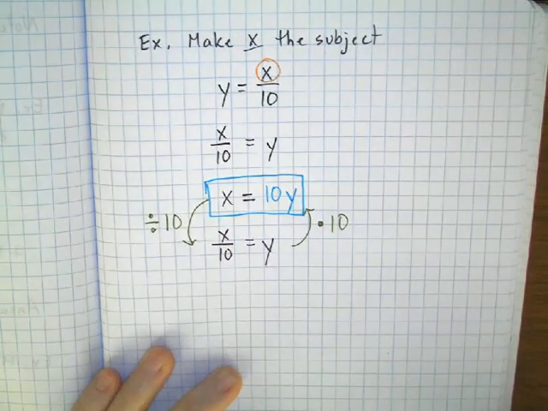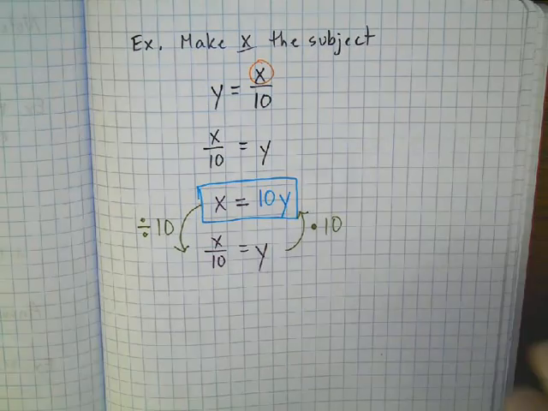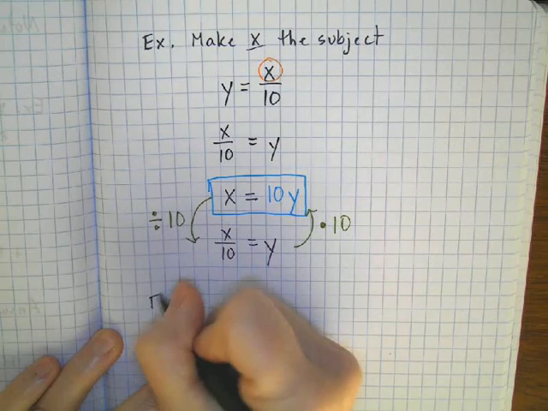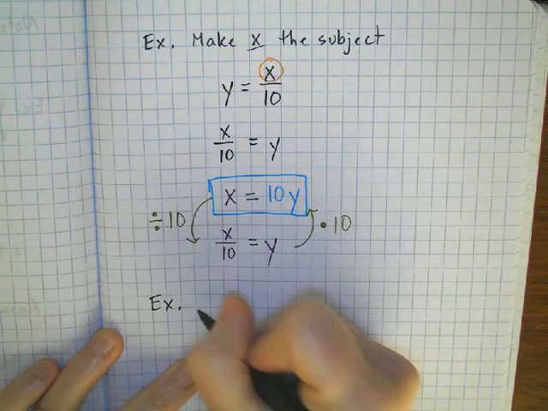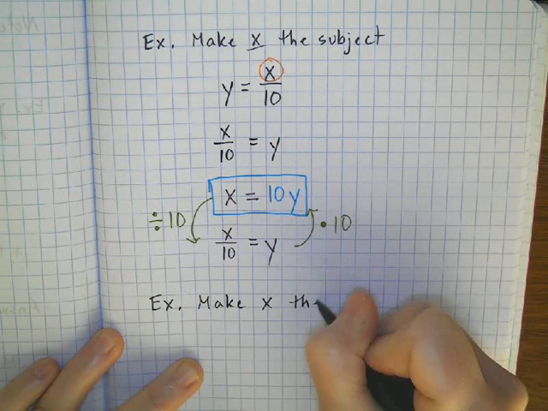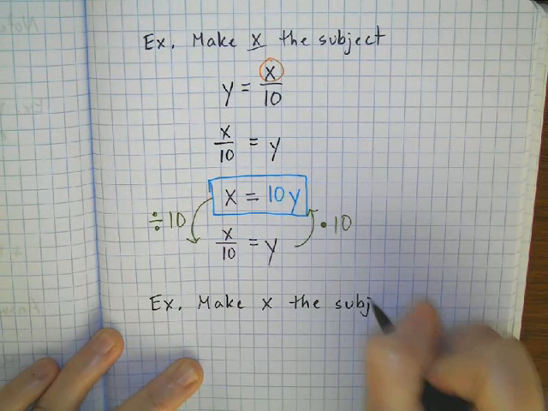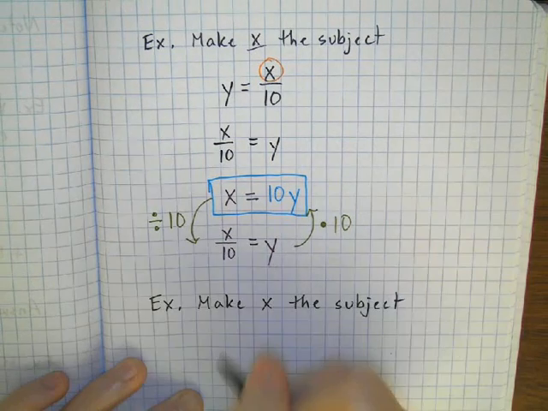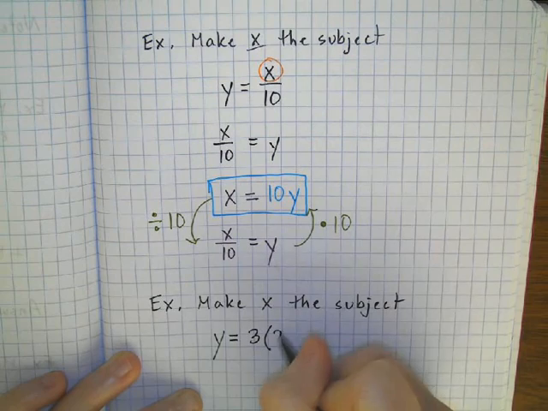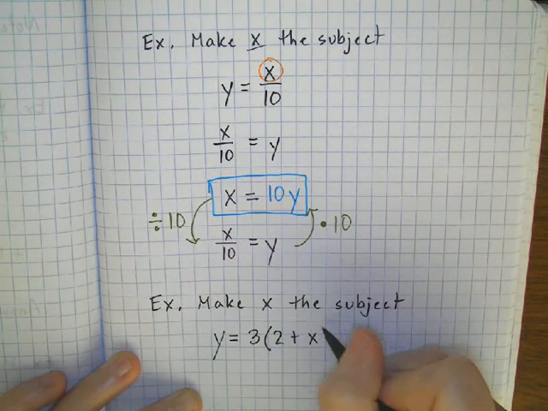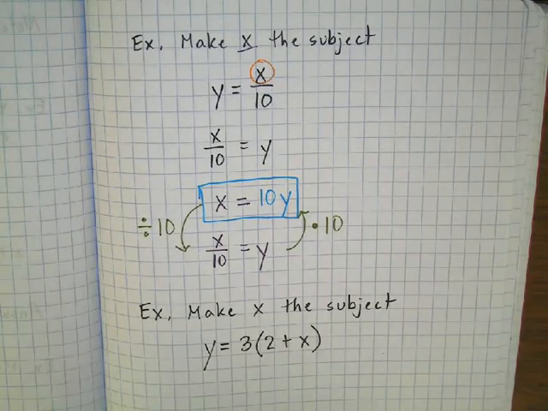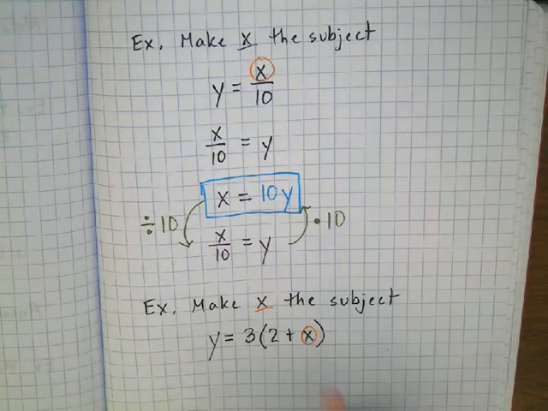Okay? Okay, next one. This one gets a little bit harder. Again, we're going to make x the subject, so we're going to solve for x. And the problem's going to be y equals 3 times 2 plus x. Okay? So we're trying to solve for the x. Okay, make x the subject.